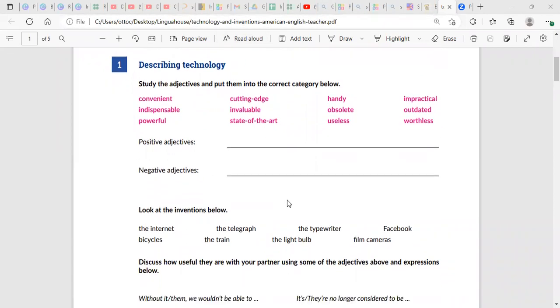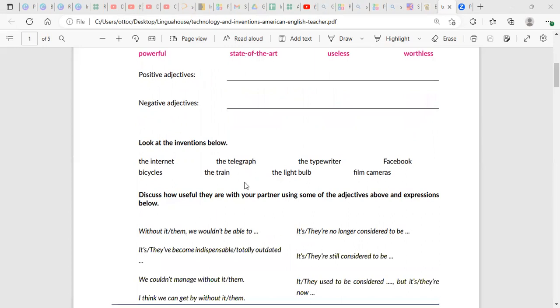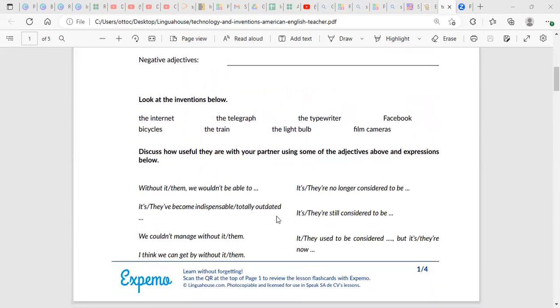You're welcome. I like how you pronounce the explosive sounds like in powerful. Powerful. P is always an explosive consonant, the same as T. So good job on that one. Excellent. And look, guys, here we have some inventions. So please help me read the inventions.